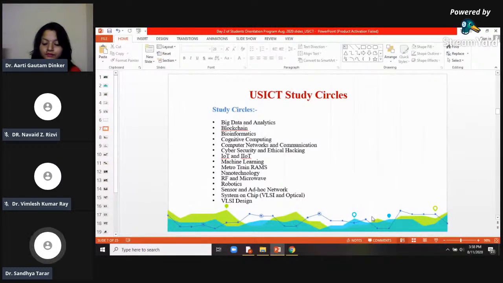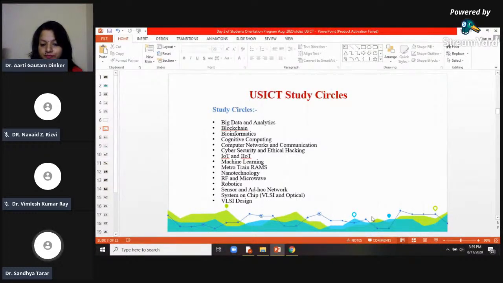And now blockchain, the same thing. We cannot imagine the world without artificial intelligence, and blockchain is also one of the important elements. Then bioinformatics, biology and informatics. And with the pandemic, we are facing things like that.